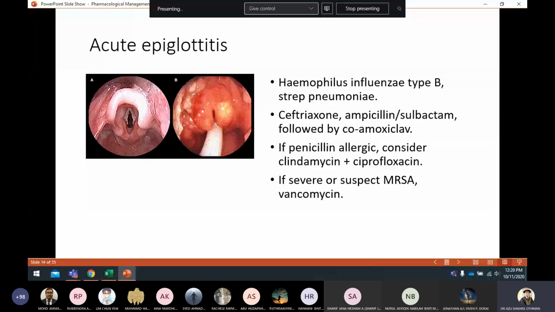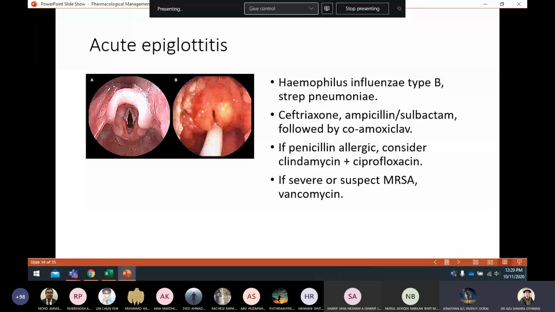And lastly, if acute epiglottitis occurs in the hospital setting, or if the presentation is very severe, you have to consider MRSA. What does MRSA stand for?